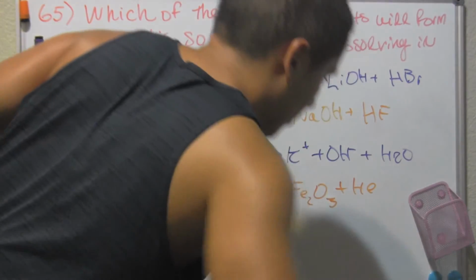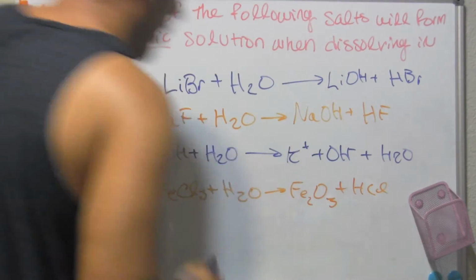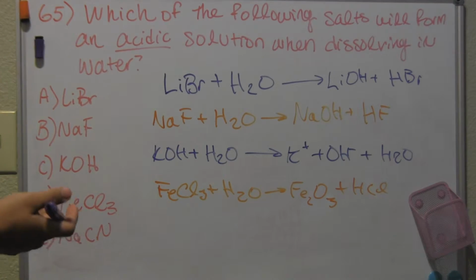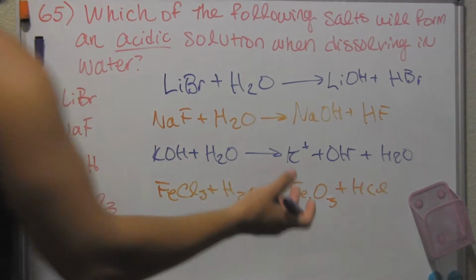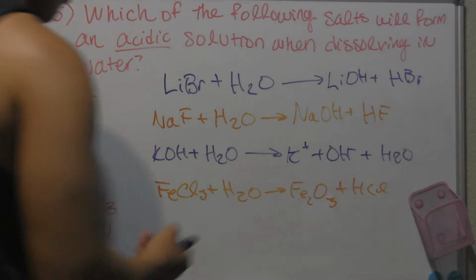So HCl. Now this can be our answer because hydrochloric acid is a very strong acid, and iron oxide is not in any base or any sort of acid either. So this is a very high possibility of being our answer.